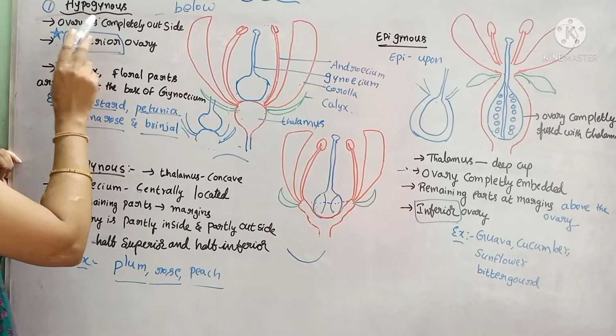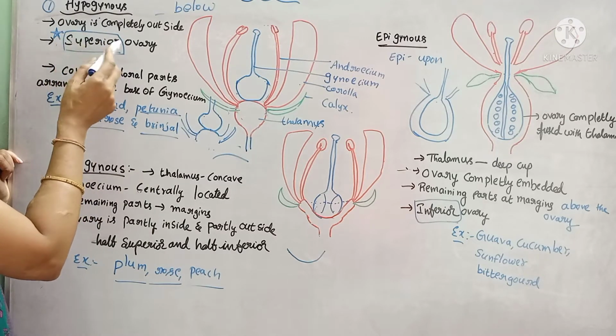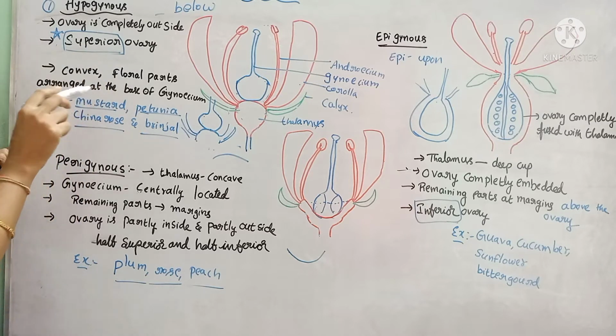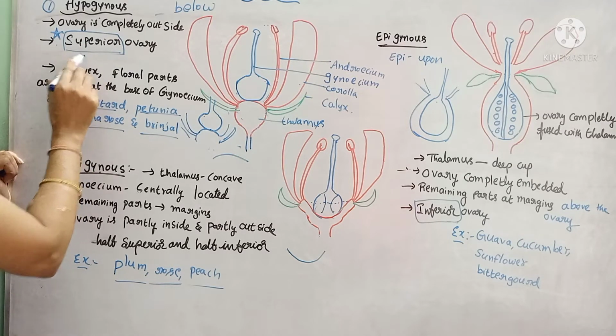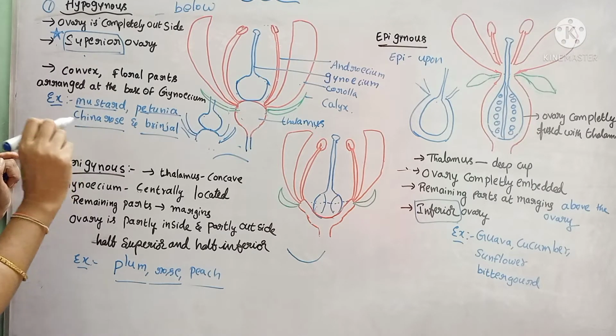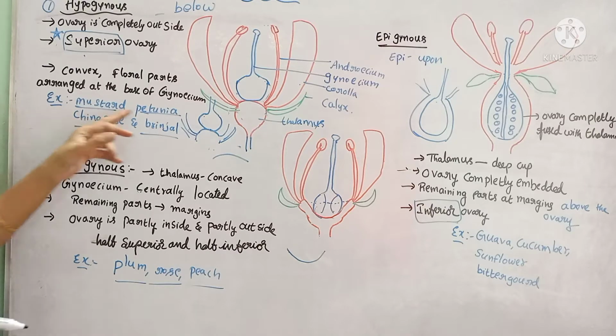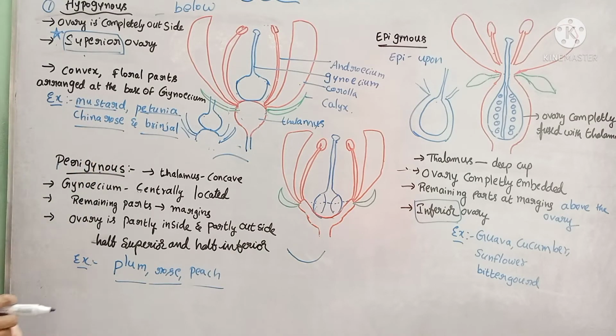Hence that is hypogynous. Hypo means below; as the name itself indicates, the floral parts are arranged below the gynoecium. And here the ovary is called the superior ovary. It is present above, hence it is the superior ovary. Examples: mustard, petunia, China rose and brinjal.